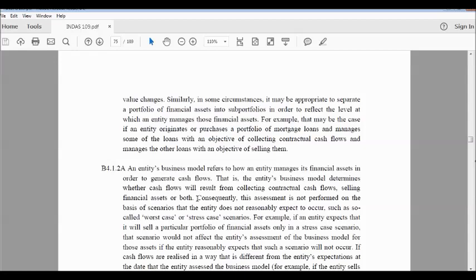So if you have a business model whose objective is to just hold the financial asset in order to collect the contractual cash flow, then it will be classified into amortized cost. So that's how the business model works. But exactly when can you say that you are just holding the financial asset in order to collect the contractual cash flow?